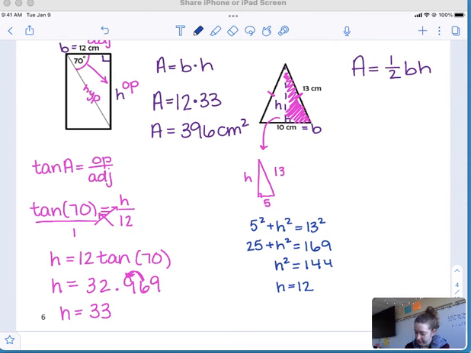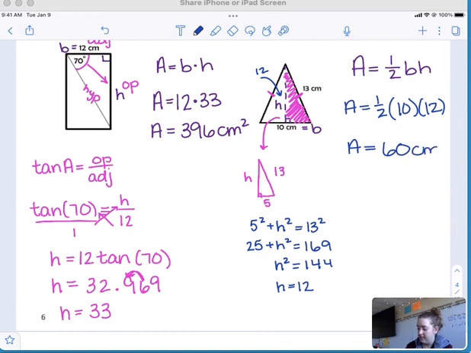So now we know that's 12. To find our area, we're going to have 1/2. Our base was 10. Our height is 12. So when we pop that into our calculator, we'll get 60 centimeters squared.